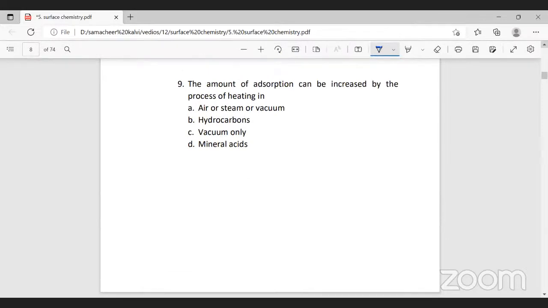The amount of adsorption can be increased by the process of heating in air or steam or vacuum; heating in hydrocarbons, vacuum only, or in the process of mineral acids. So the amount of adsorption can be increased by the process of heating in air or in steam or in vacuum. The answer is option A.